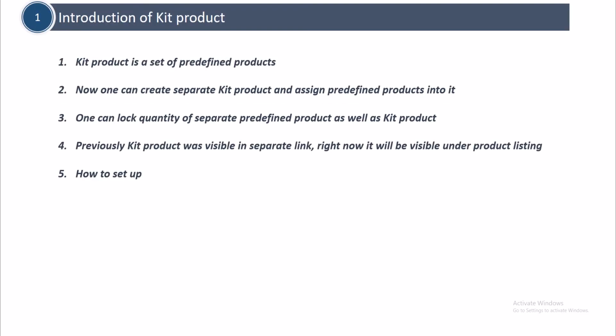Kit product is a set of predefined products. Now one can create separate kit product and assign predefined products into it. One can lock quantity of separate predefined product as well as kit product. Previously kit product was visible in separate link, right now it will be visible under product listing.